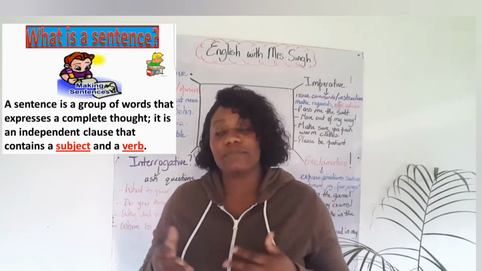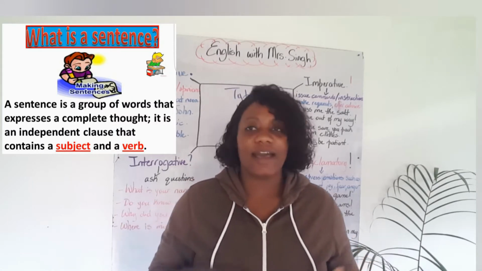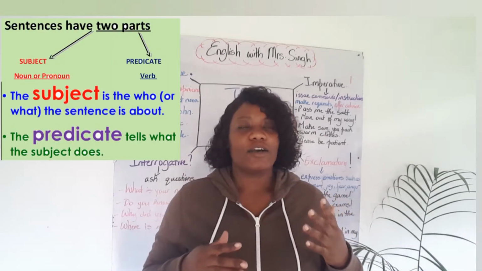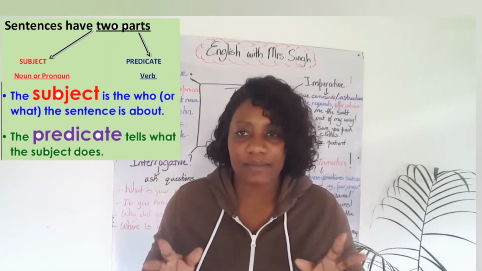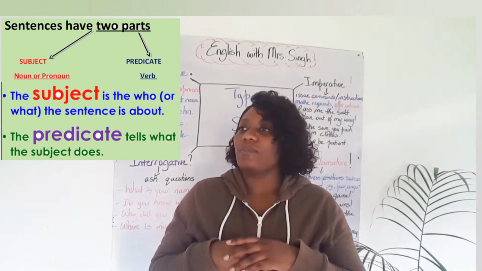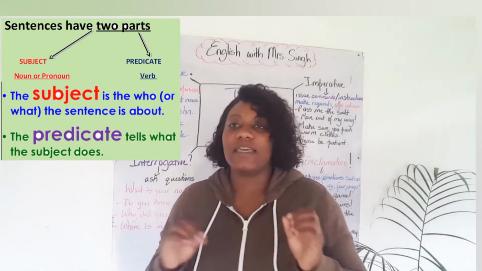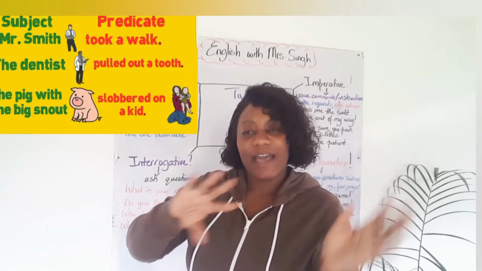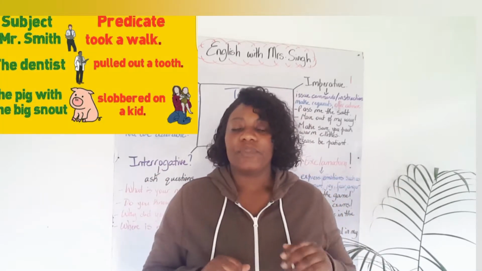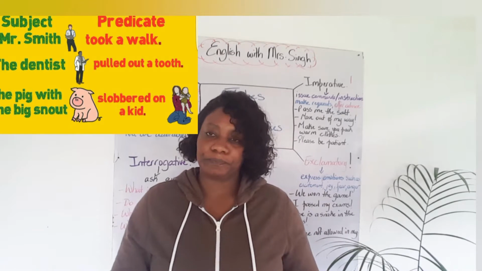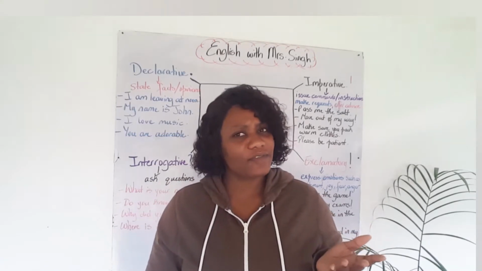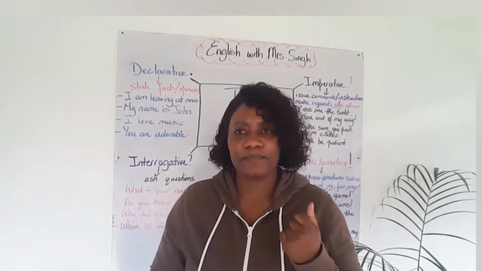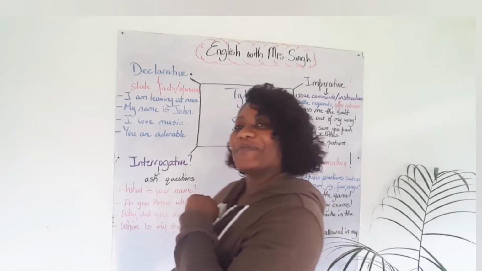Now, the sentence must have a subject and a predicate. The subject is what the sentence is about, while the predicate is that section of a sentence that has the verb and the rest of the information. Now, types of sentences. What are they? Let's get into them.